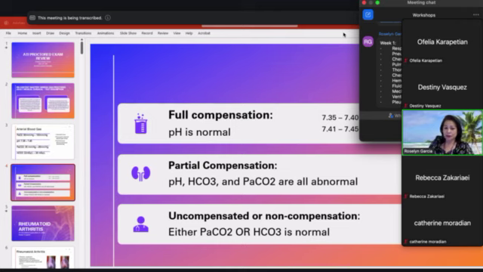Now, if there's a full compensation, your pH is going to be normal. But how do we know if it's acidotic or alkalotic? Exactly what it says here. You see this?